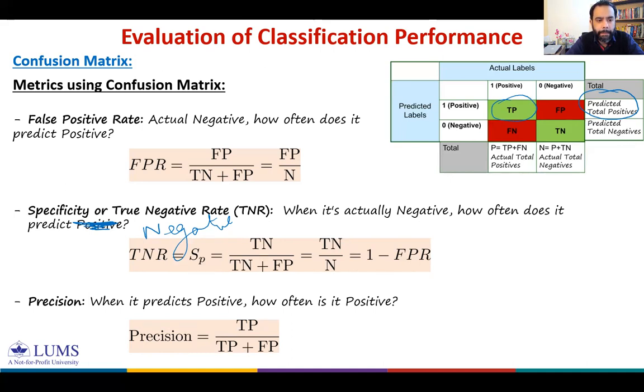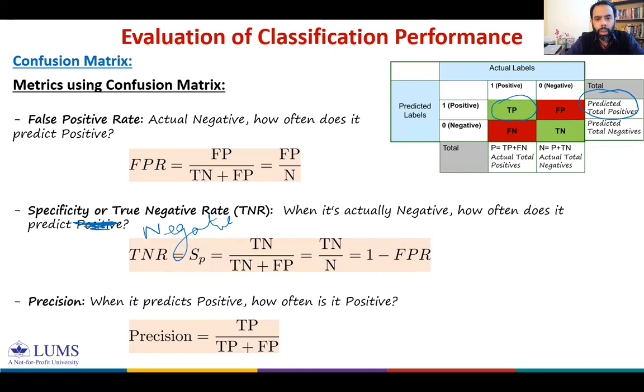Okay. I hope this is clear now, right? So sensitivity, specificity, and precision: we will study these terms in detail. So what is precision? When it predicts positive, how often is it positive? Sensitivity. So what was sensitivity? TP over TP plus FN. When it is actually positive, how often does it predict positive?